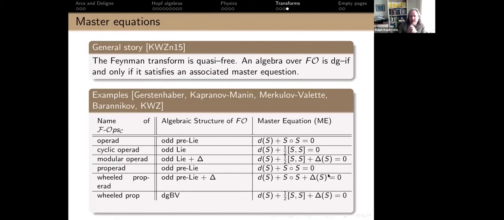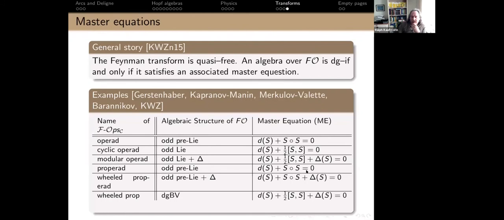So we can write the master equations you find in physics just as this thing about universal operations that you get from this presentation of the Feynman category, and the differential which you get from this presentation. If you start with an operad, you get the master equation with the pre-Lie. If you take a cyclic operad, you'll get an odd Lie structure as the algebraic structure, and the master equation will be this. And you see that there's just a bracket. This has a direction, this doesn't. If you take a modular operad, you get the quantum master equation.